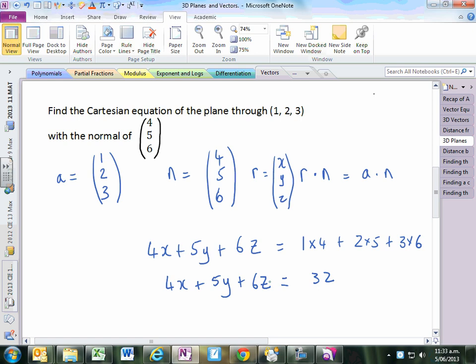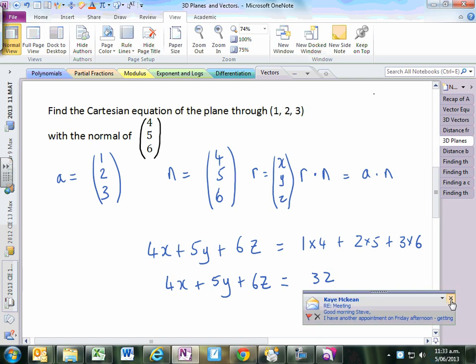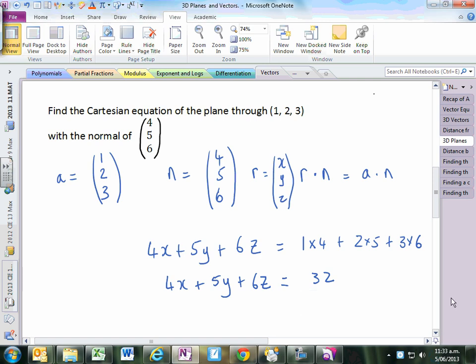How can we test it? Use GeoGebra. If you have GeoGebra going with us, you put that point x, y, and z into it, and it'll be a point that lies in the plane.